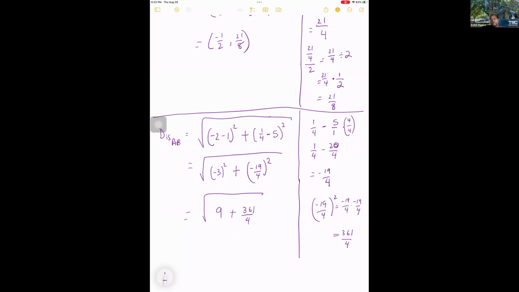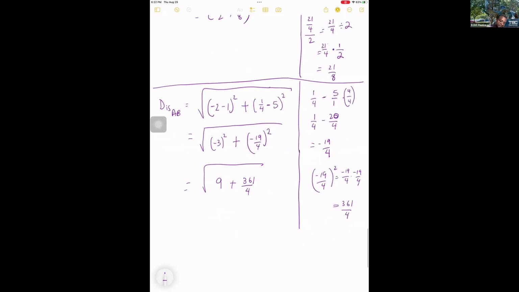All right, so basically one step is left. I need to add those two together. I need to add the 9 and the 361 over 4. That's our third time of asking for the fractions. So that's 9 plus 361 over 4, and I write this as 9 over 4. Again, the decimals might be a little bit easier to work with.